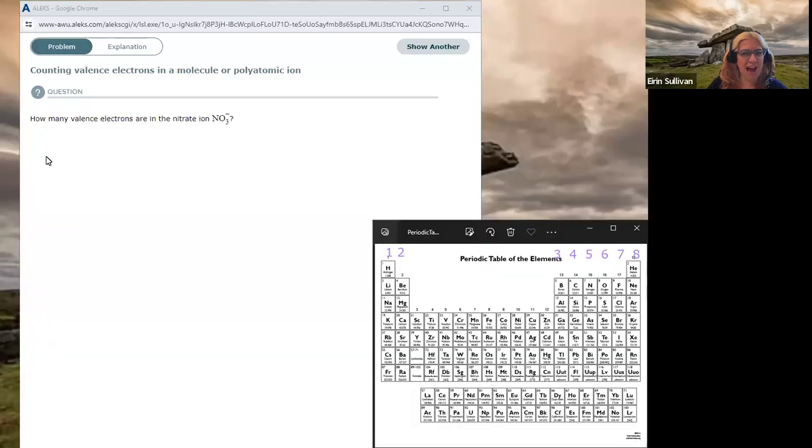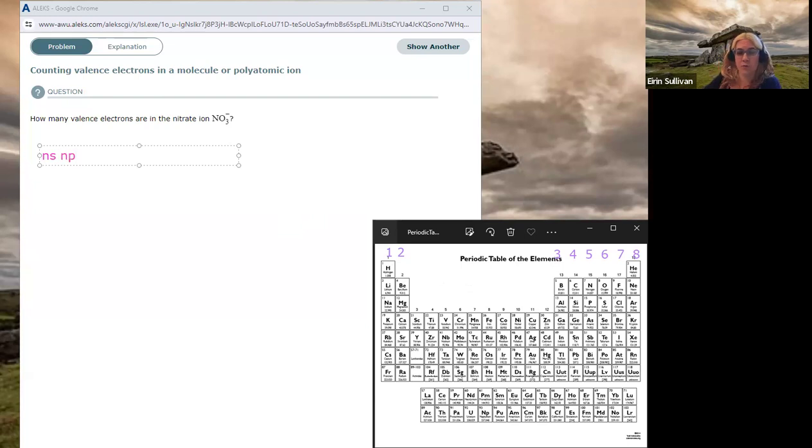So before we get super excited about drawing Lewis structures, you have to make sure you can count how many valence electrons there are in your molecule or polyatomic ion. So just remember, you're going to tot up the number of valence electrons based on their position in the periodic table. This is coming from the fact that Lewis structures are dealing with your ns np configuration.